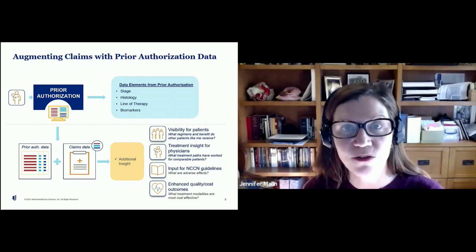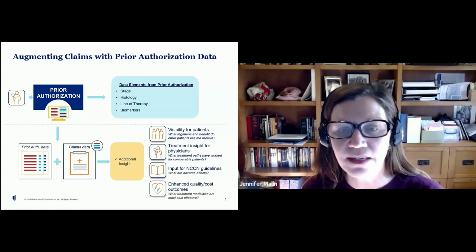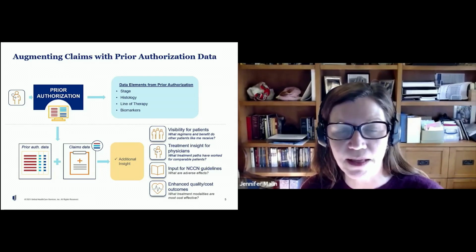So it's a useful source of information, or it augments the validity of the information that we get from claims by itself.